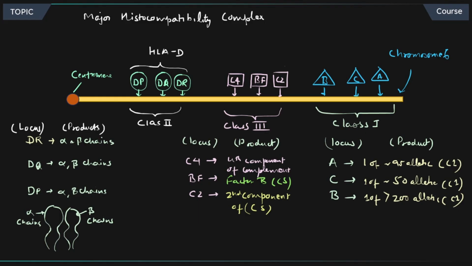So you have a lot of variability, and this genetic arrangement is very important. You need to know that the DP, DQ, DR region is there. You need to know that the complement proteins are there. You need to know that you have the B, C, A class 1 regions. That is really important. So this concludes the genetic makeup of your major histocompatibility complex.